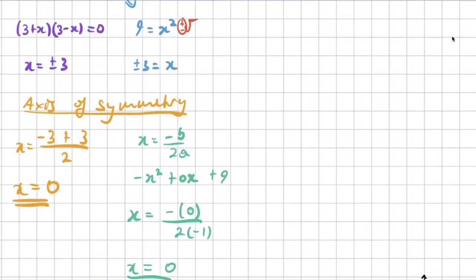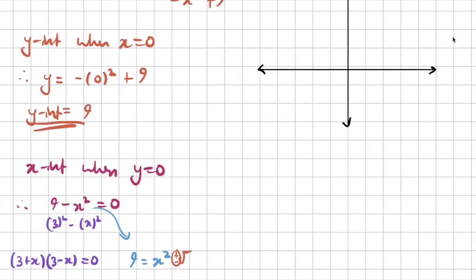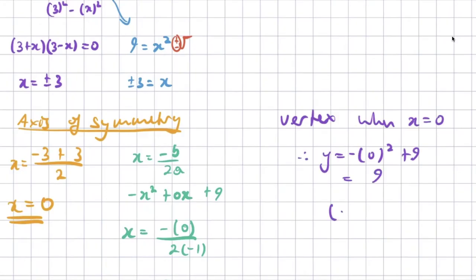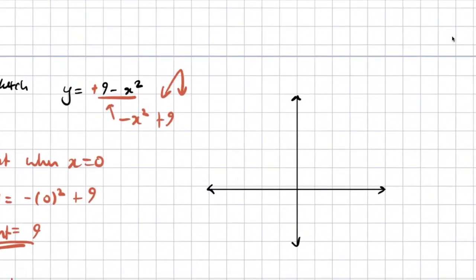This makes finding our vertex very, very easy, because it also happens to occur at the same space where our y-intercept occurs, which means they are going to be identical. Just for the sake of showing you the working out, the vertex occurs in this particular case at our axis of symmetry, so when x equals 0, therefore y is equal to minus 0 squared plus 9, which is just equal to positive 9. So 0 and 9 is our vertex. As we've said before, it's a sad parabola.